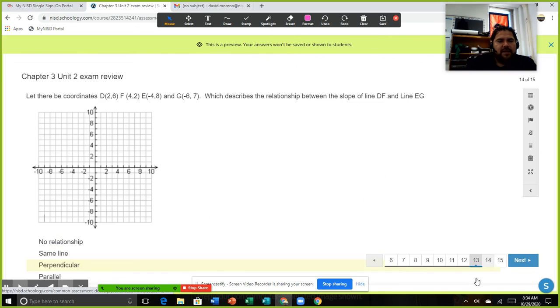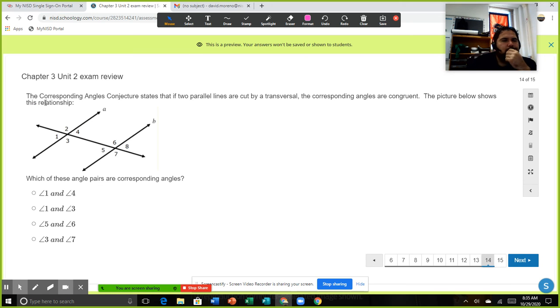Two more. Number 14. Corresponding angles conjecture states that if two parallel lines are cut by a transversal, the corresponding angles are congruent. This picture below shows this relationship. Which of these angle pairs are corresponding angles?